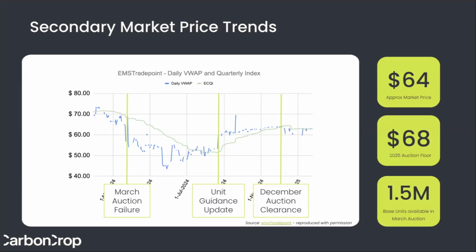The next auction is in March again. And in that auction, there is a floor price of $68, meaning that no units will be sold through the auction mechanism for less than that. There's also only 1.5 million units available at that base price. There are some more available through the cost containment reserve, but they're up in sort of the mid $100 level, which I don't think anybody currently expects the market to hit at all.